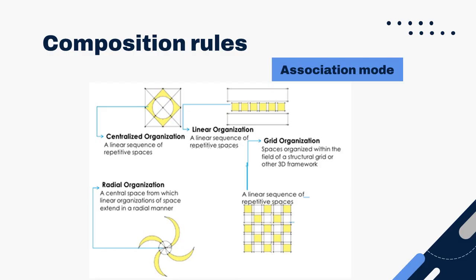The radial organization represents the combination of the central and linear modes. It's composed of a central space from which linear elements radiate, so it's extroverted. When spaces are organized according to a grid structure, we call this type grid or modular organization.